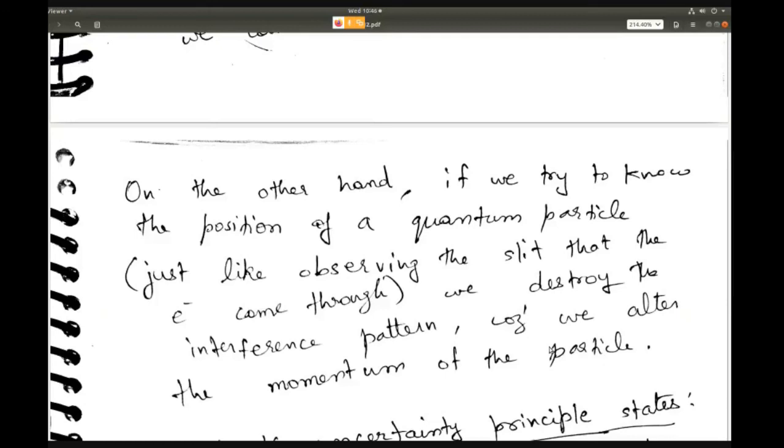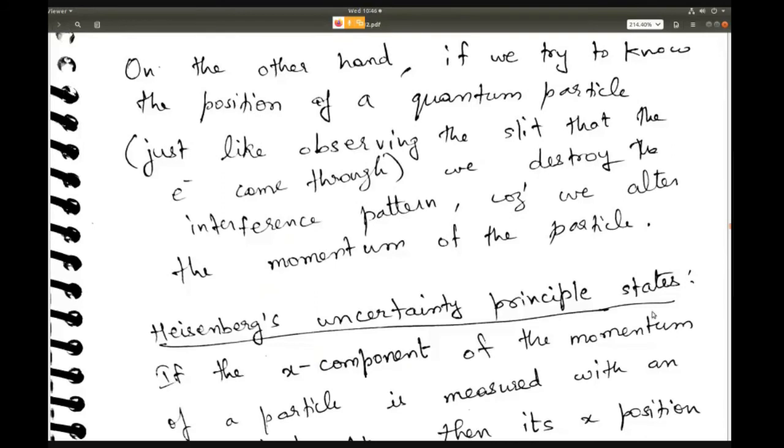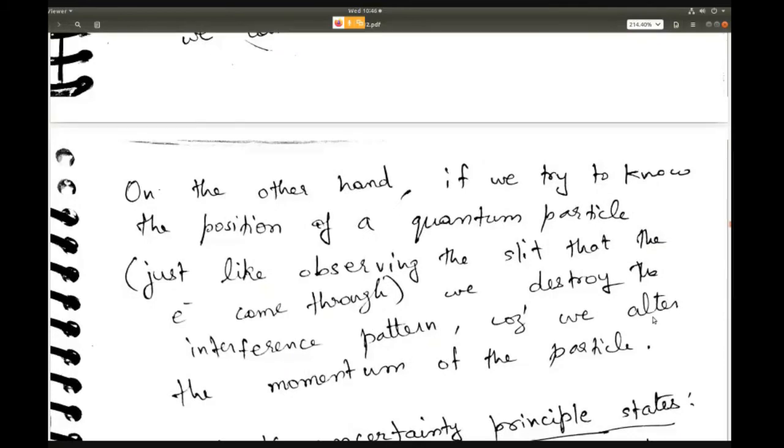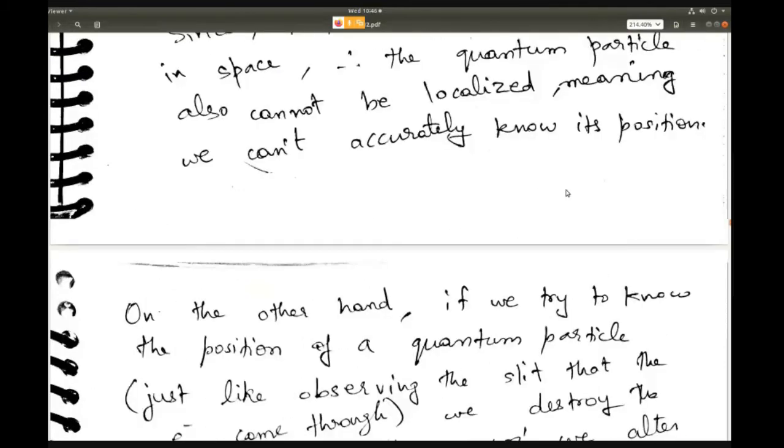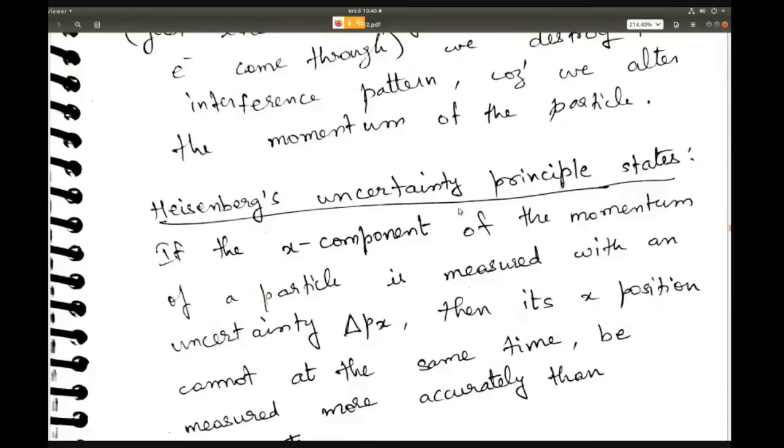But if you watch the electron, because you are using some light to watch the electron, and because the electron is so small that the photon and the electron interact together, the momentum of the electron changes just by the mere act of watching. Which means if you know the position, you cannot know the momentum. If you see the wave function itself, if you see the interference pattern, that means you do not know the position accurately. So this brings us to Heisenberg's uncertainty principle.